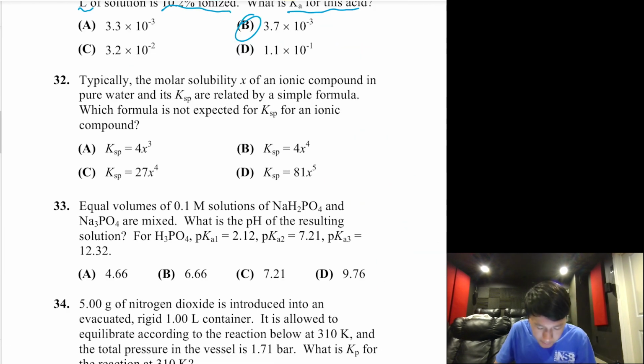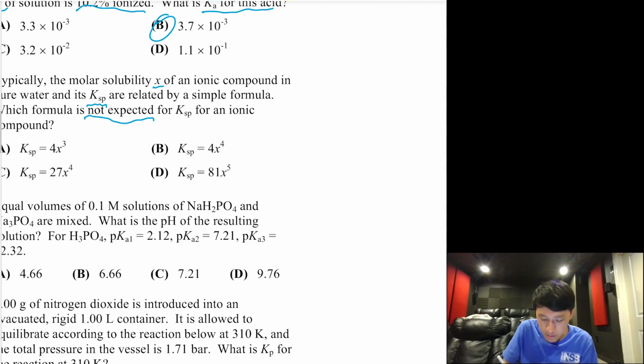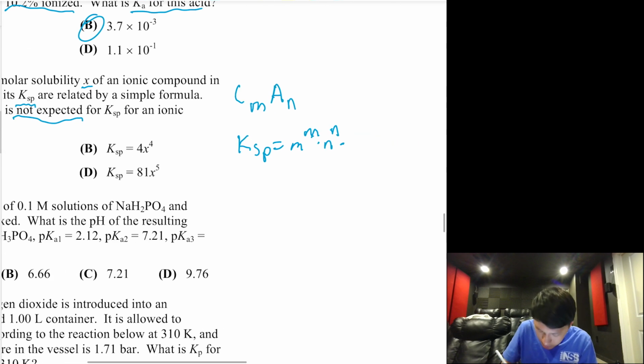Problem 32. Typically, the molar solubility x of an ionic compound in pure water and its Ksp are related by a simple formula. Which formula is not expected for Ksp for an ionic compound? So in general, for an ionic compound, let's say the cation C with the subscript M, and an anion A with the subscript N, those are the amounts of each in the species. We know that Ksp is equal to M to the M times N to the N times x to the M plus N. So we can see what follows this pattern.